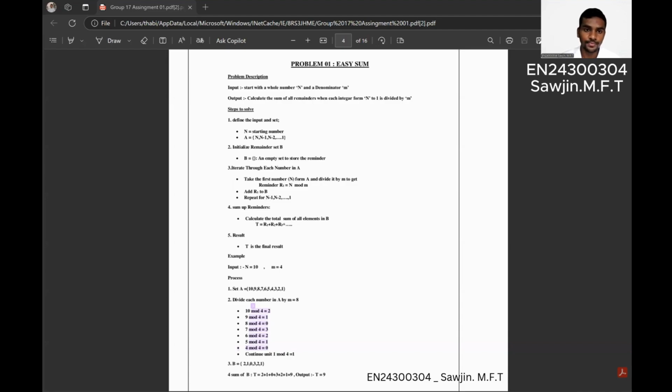Step 2. Make a list of numbers from n. For example, n is 10. The list is 10, 9, 8 down to 1.